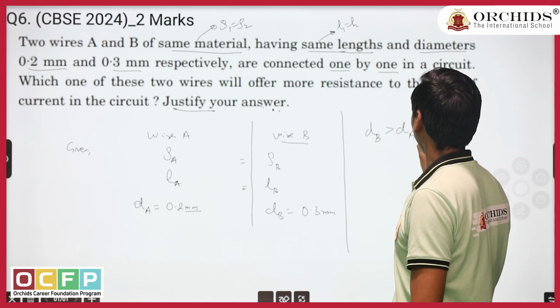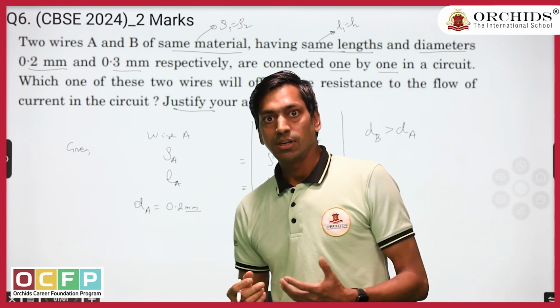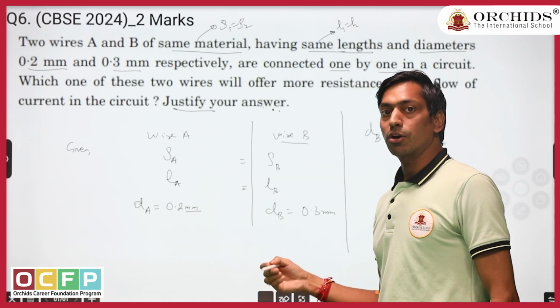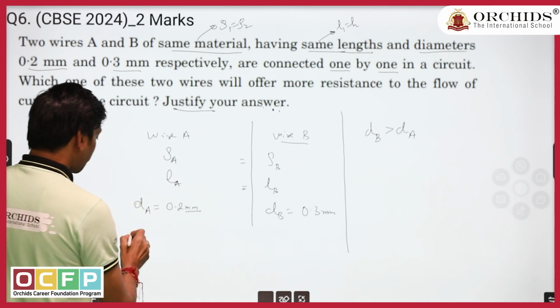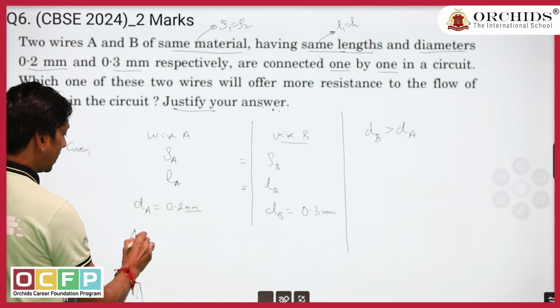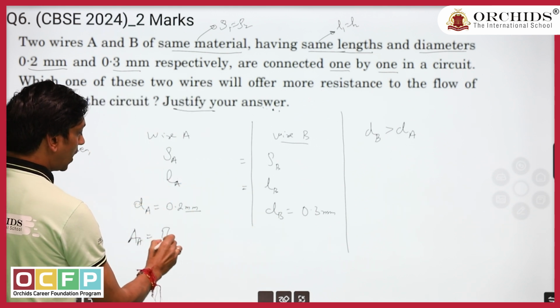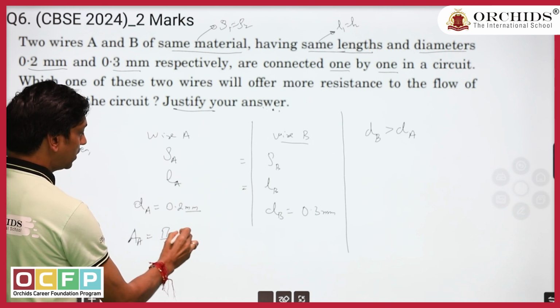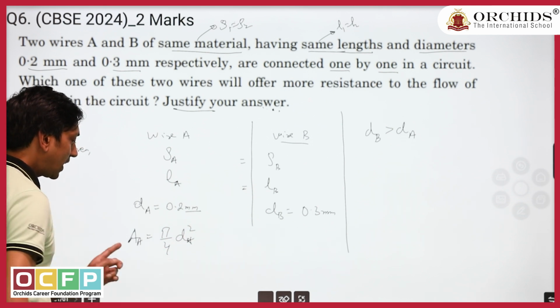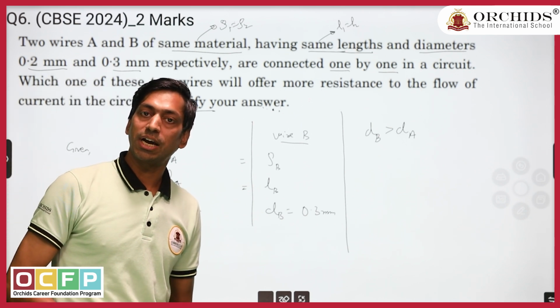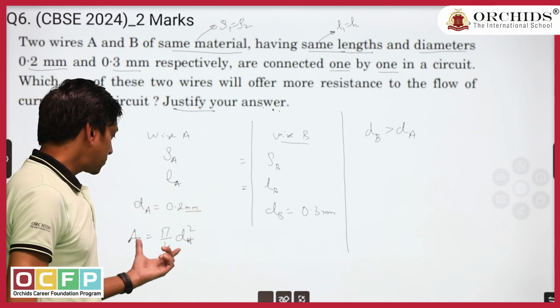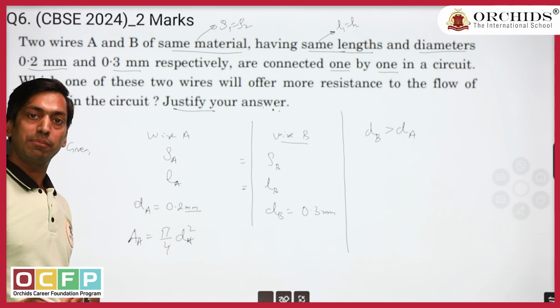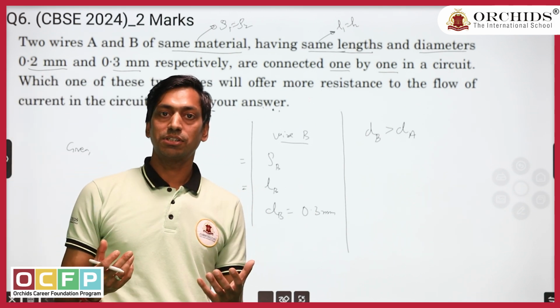From this data, I can say that diameter of wire B is greater than diameter of wire A. And if diameter is more, then we know that the cross-sectional area of wire A is equal to pi r square, or we can say pi by 4 dA square. Can I say area is directly proportional to diameter square? From this expression, we can say area is directly proportional to diameter square. Means the more the diameter, the more will be the cross-sectional area.